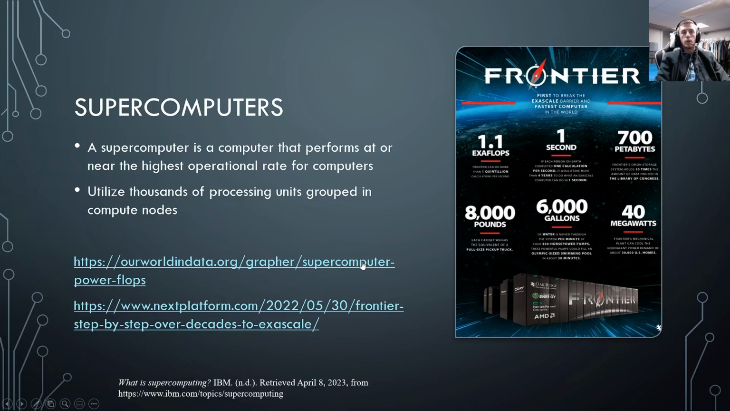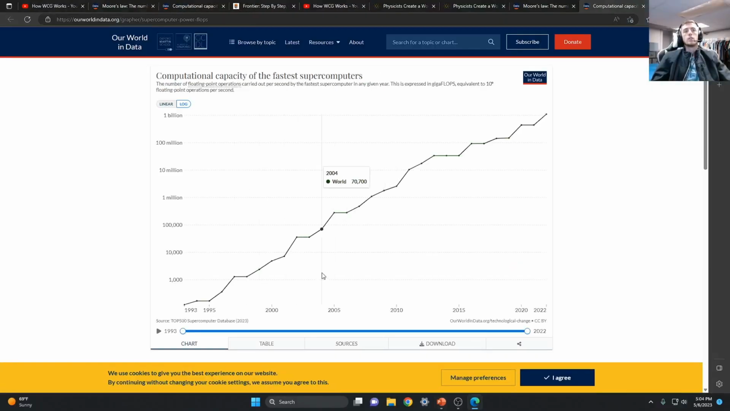A supercomputer can be defined as a computer that performs at or near the highest operational rate for computers. Supercomputers utilize thousands of processor units grouped into compute nodes. So let's click this link. As you see, this is the capability of the fastest supercomputers. Right now we are in 2022, and it's at 1.10 billion exaflops, floating point operations per second.